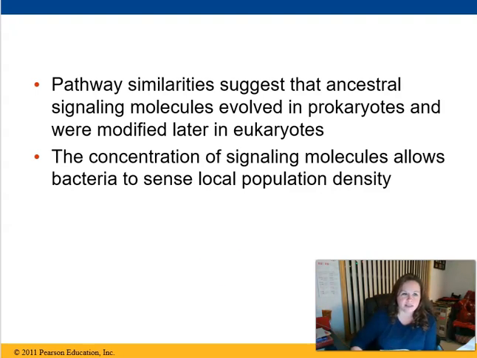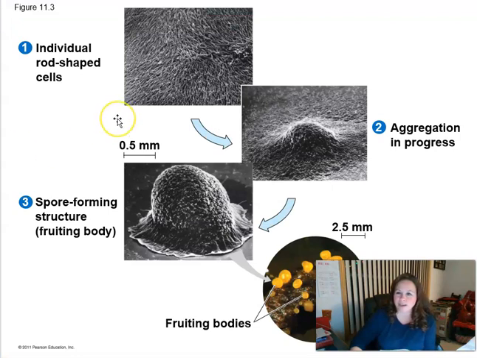Like, for instance, here's some bacteria that live in soil. So they can release a chemical, and when there's only a few of them, there's not enough chemical. But when there's enough of them, then there's enough chemical that they know how many are around there, and they can initiate their response then.